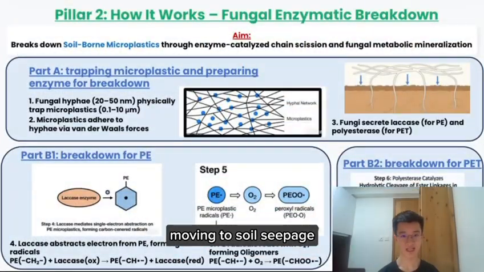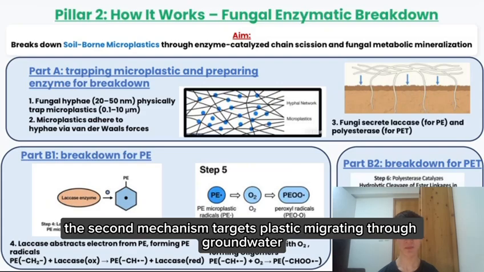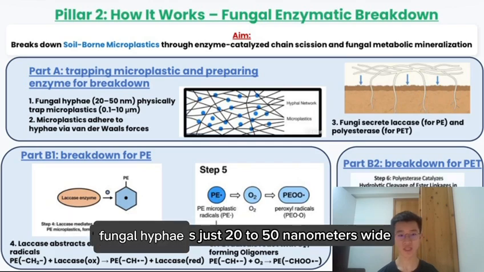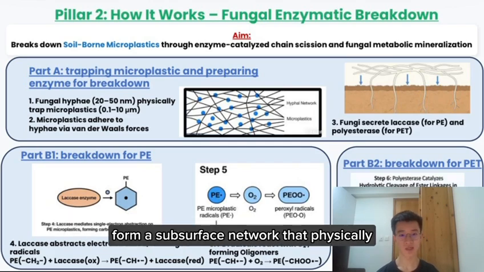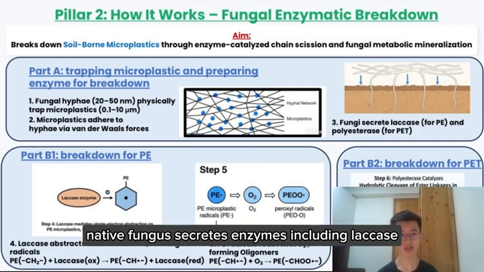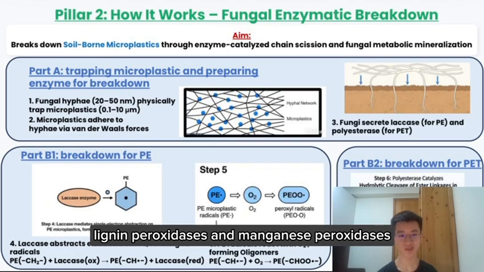Moving to soil seepage. The second mechanism targets plastic migrating through groundwater using a symbiotic system of native plant roots and fungal hyphae. Fungal hyphae, just 20 to 50 nanometers wide, form a subsurface network that physically traps microplastic particles. Native fungi secrete enzymes including laccase, zinc peroxidase, and manganese peroxidase.